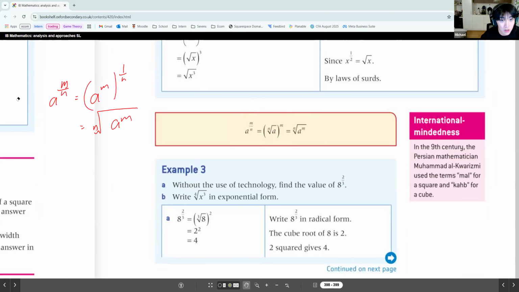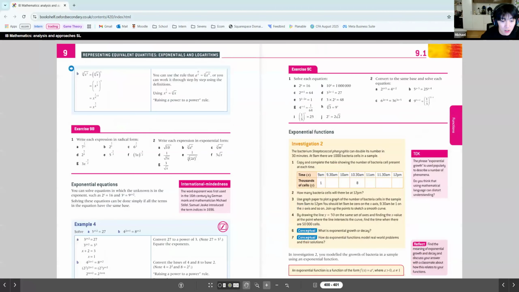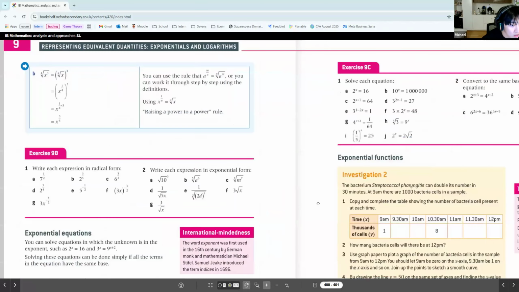Are there any questions about everything? Okay, no questions. All right, move on to 9b. This is about the root. All right, let me see.